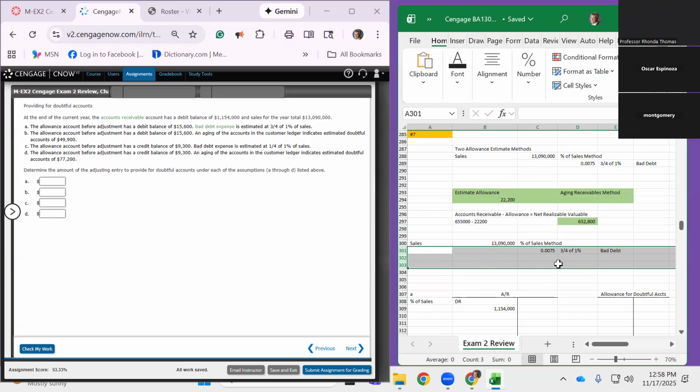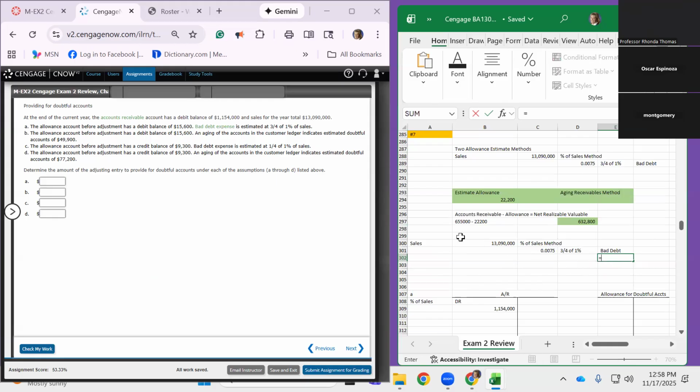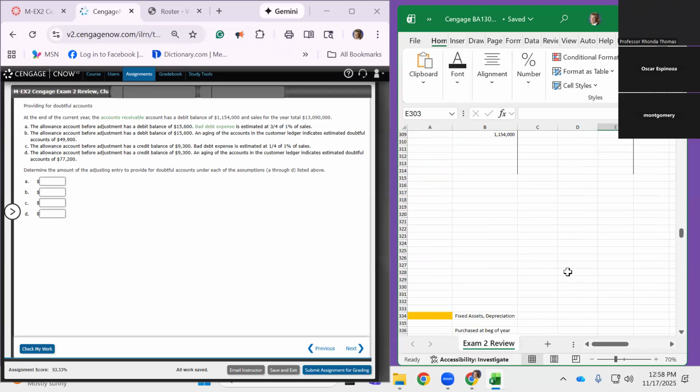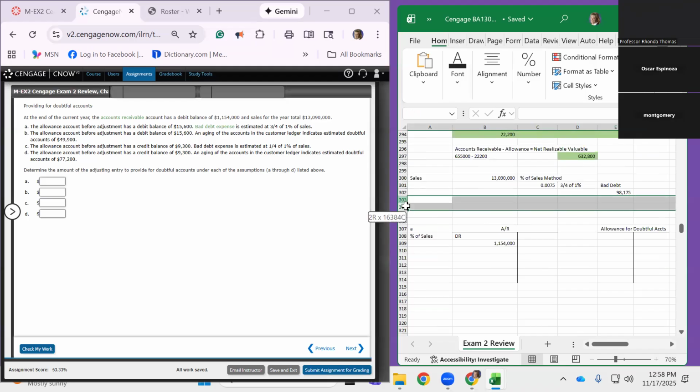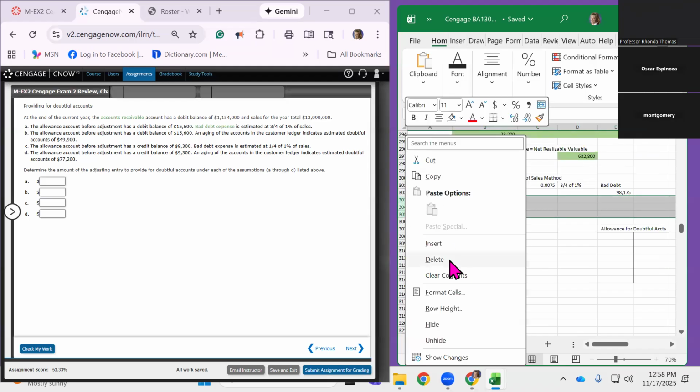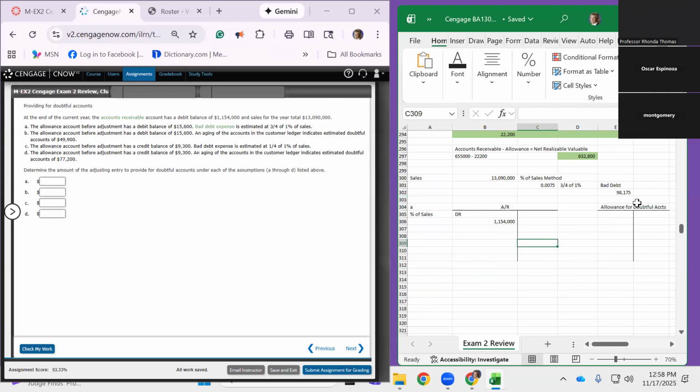All right. And then we want to figure out how much bad debt is. So if you take the total sales times the amount of uncollectible, which in this first one is 0.0075, we got 98,175. So the adjusting entry is going to be, and I need bad debt expense here. So let me get this shored up. And I need one more account for bad debt expense so that you can see how it works. Okay, so this is going to be bad debt expense.